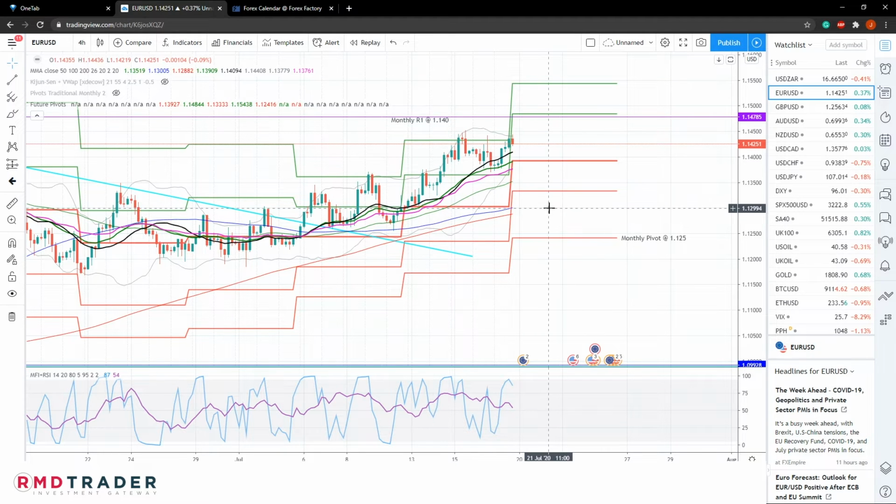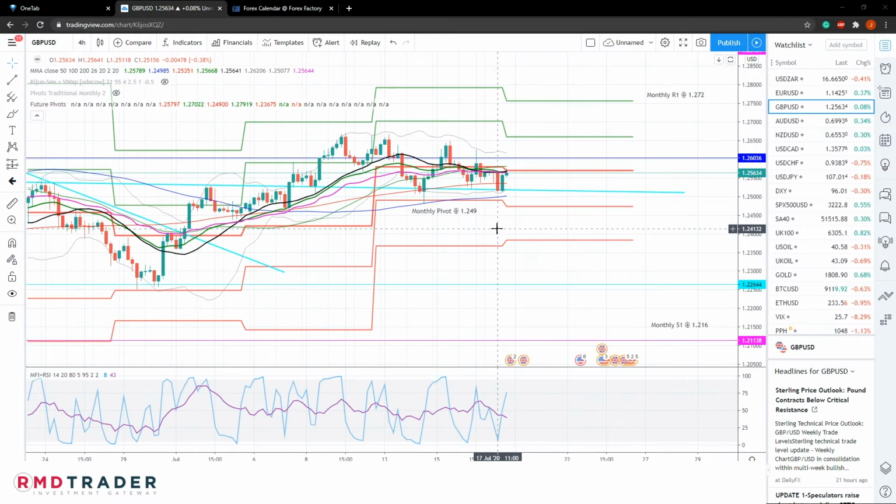So that would also be an area to look out for, and of course very strong support still at this 1.125 area, as that will be our monthly pivot level as well as our weekly S2 pivot area. So that would be a very strong area of support should price start to break down more.